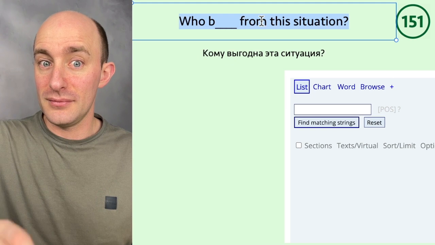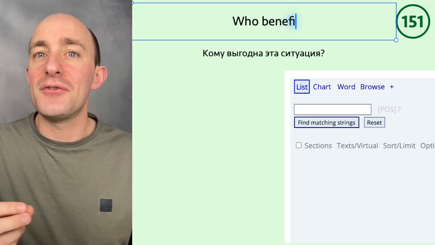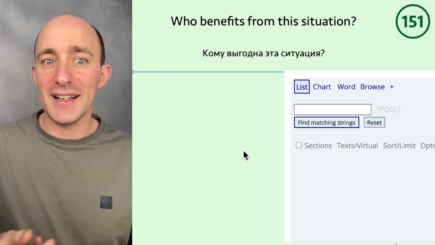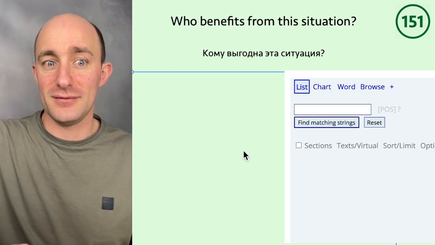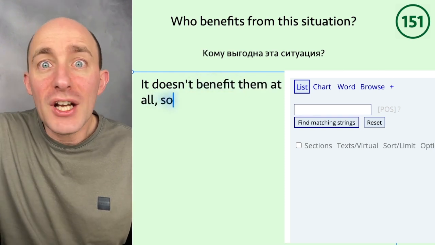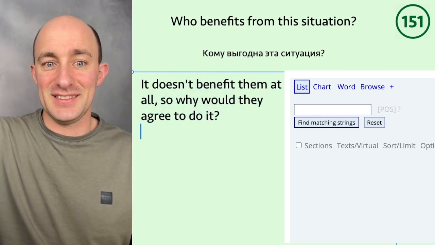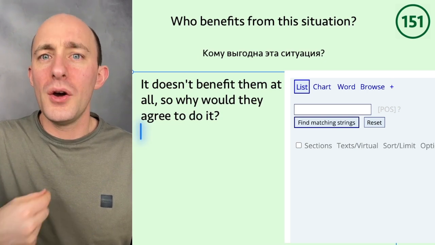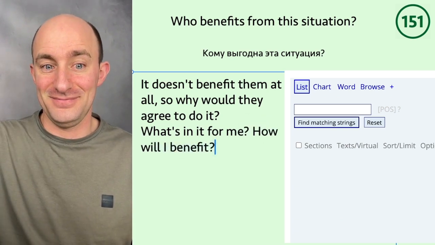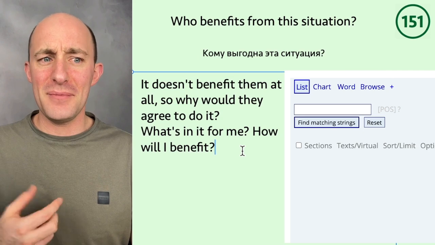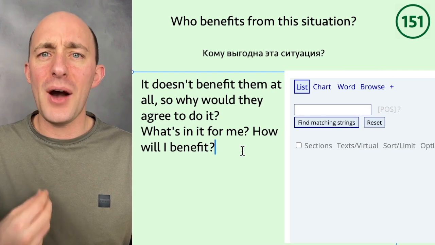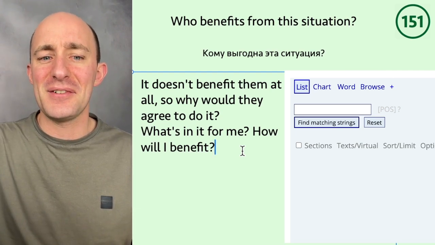In English, who benefits from this situation? So if we're talking about кому выгодно, you can use the word benefits. It doesn't benefit them at all. So why would they agree to do it? What's in it for me? How will I benefit? You can also use it. What's in it for me? That's quite informal when you're doing a deal with somebody. How will I benefit? What benefits are there for me?